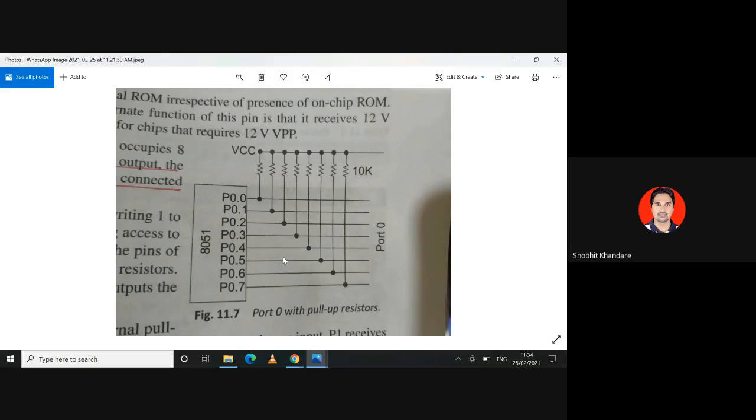Sir, I had a doubt. Yes. Sir, in that port we have written P0.0, P0.1. Sir, what does that mean? It means that all these are associated with port 0, and 0.0, 0.1, 0.2, 0.3 means this is the 0th pin, this is the first pin, this is second, this is third, this is fourth, this is fifth, this is sixth and this is seventh. Okay, so it means that for port 0 we have 8 pins.